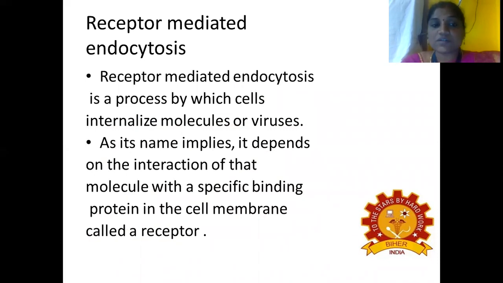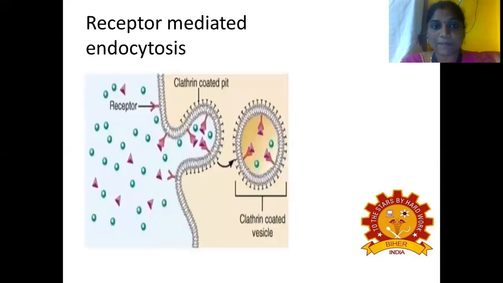Receptor mediated endocytosis is a process by which cells internalize molecules or viruses. As its name implies, it depends on the interaction of that molecule with a specific binding protein in the cell membrane called a receptor. The receptor will be present, and only molecules specific to that receptor will come and attach. Here a clathrin coated pit would be present. The receptor is on the surface of the cell membrane, and only the specific molecules will bind to it, forming a clathrin coated vesicle.